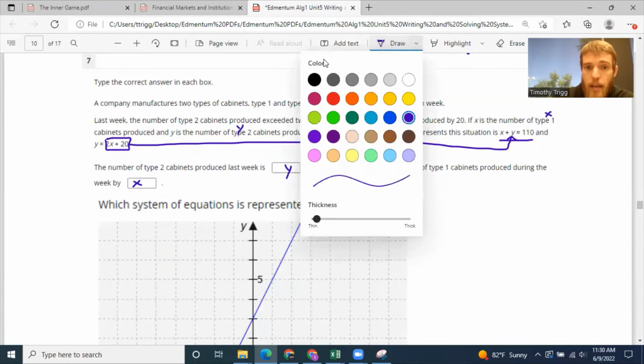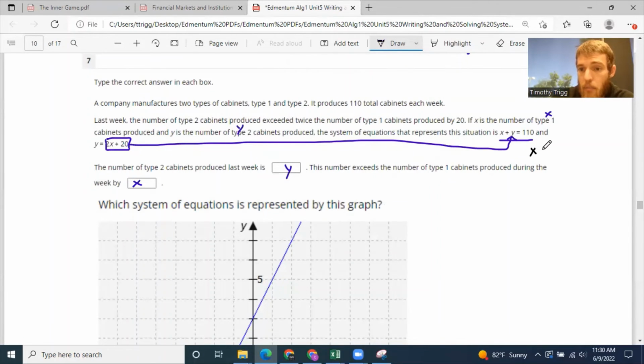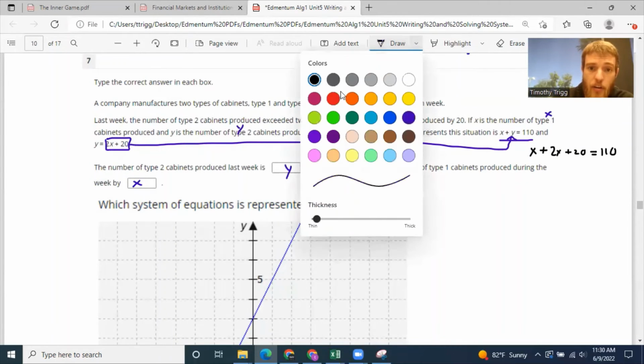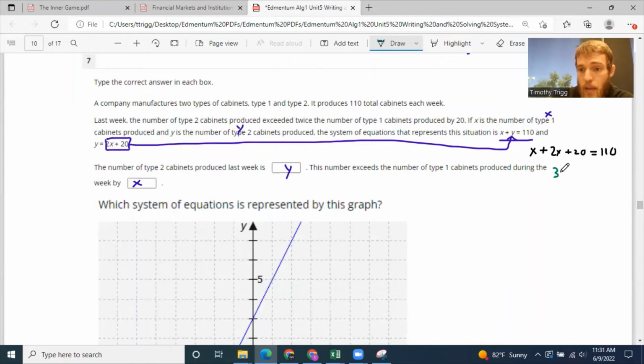How would that make this equation look? Well, it'll now look like x plus, what's the value of y? 2x plus 20 equals 110. We can combine these x's together. X plus 2x gives us 3x. So it's 3x plus 20 equals 110. Go ahead and finish solving for x, and that value will go here. Then once you get the value of x, plug it back into this equation, replace the x with whatever you get, and then find the value of y.